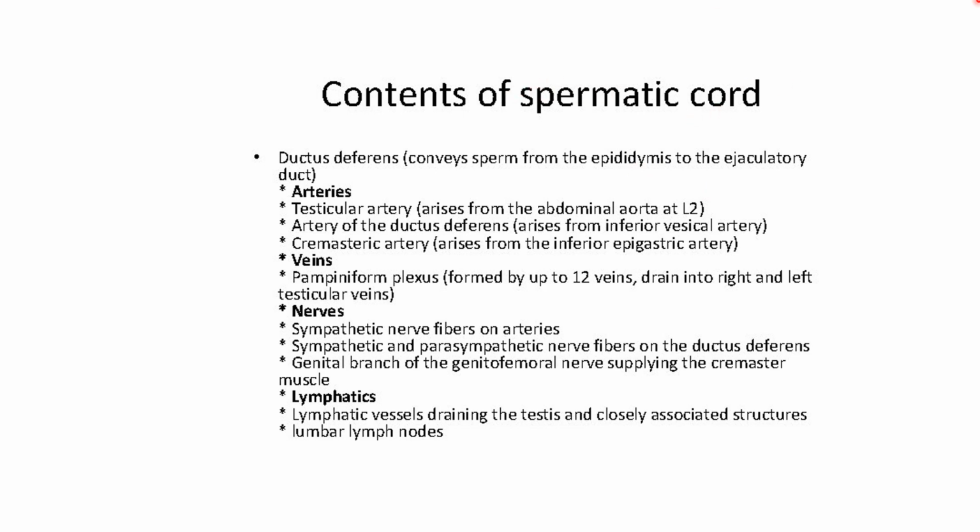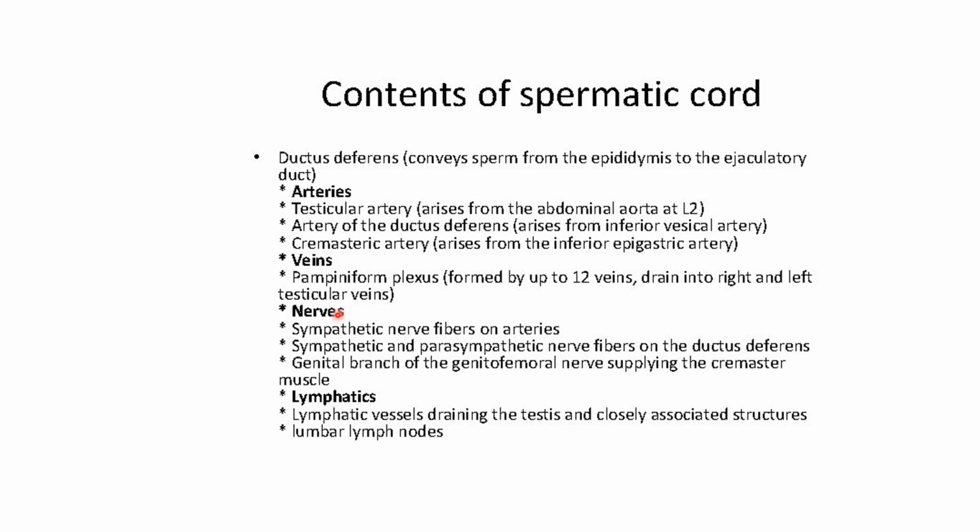Then the spermatic cord consists of arteries. The three arteries are the testicular artery, the artery of the ductus deferens, and the cremasteric artery. Then the veins. The veins consist of a venous channel known as the pampiniform plexus of veins, made up of 12 veins, which drain into the right and left testicular veins.